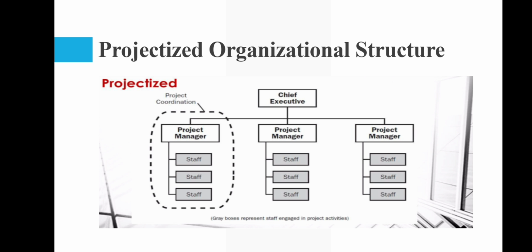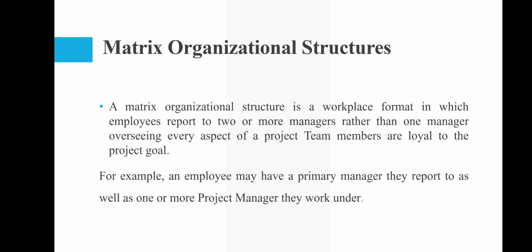Projectized organizational structure. Here you can see the chief executive, then project coordination. In project coordination, if you look into detail, there is the project manager and the staff is reporting to the project manager. And the project manager is directly reporting to the chief executive. Not like a functional organization, where the staff reports to the functional managers, who communicate with each other and then report to the chief executive. In this case, the project manager is directly reporting to the chief executive officer.